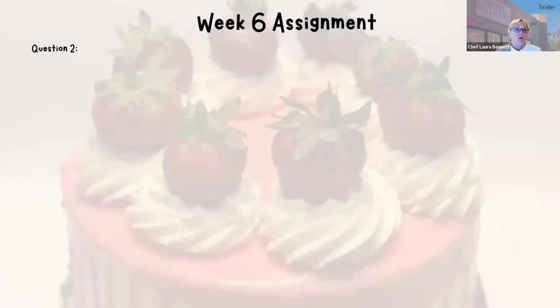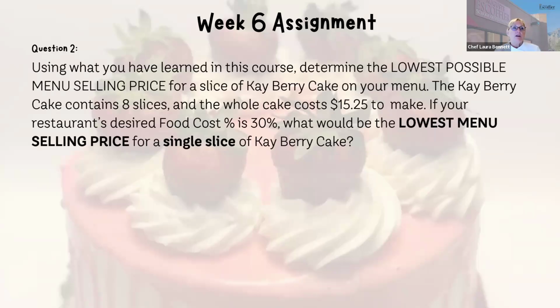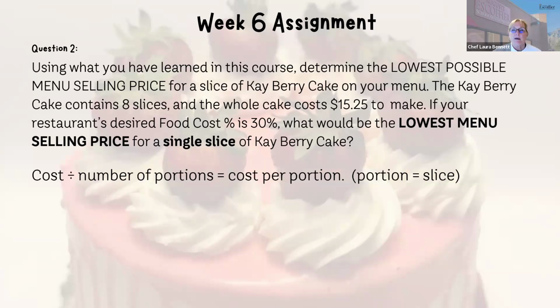All right, now question 2. Using what you have learned in this course, determine the lowest possible menu selling price for a slice of key berry cake on your menu. The key berry cake contains 8 slices, and the whole cake costs $15.25 to make. If your restaurant's desired food cost percentage is 30%, what would be the lowest menu selling price for a single slice of key berry cake? So cost divided by number of portions gives you your cost per portion.